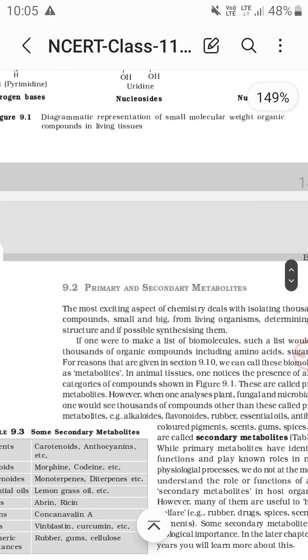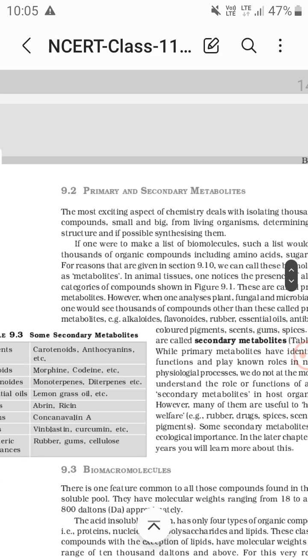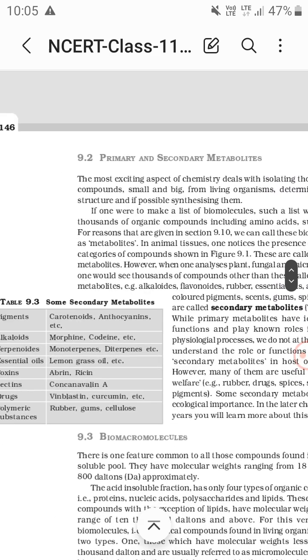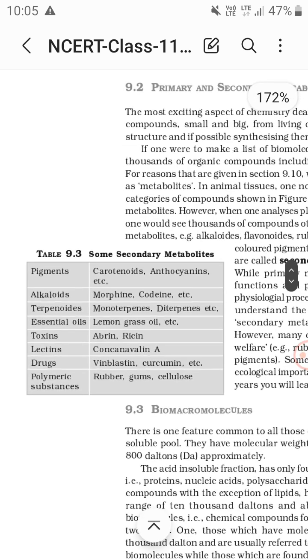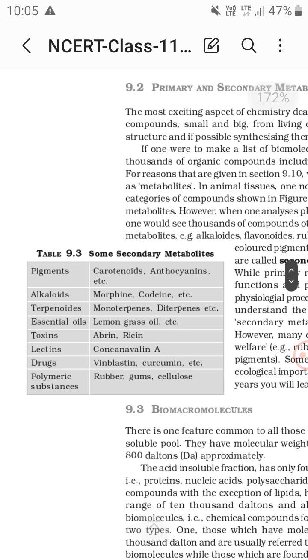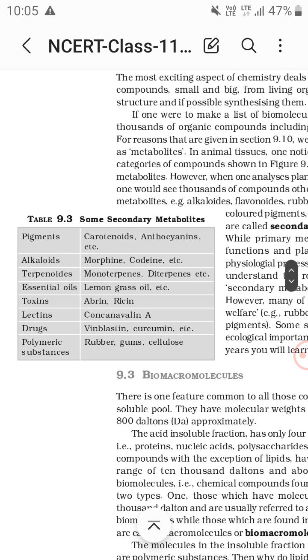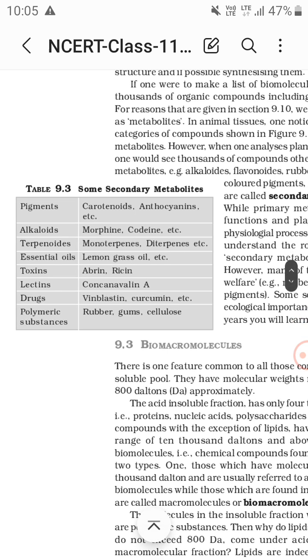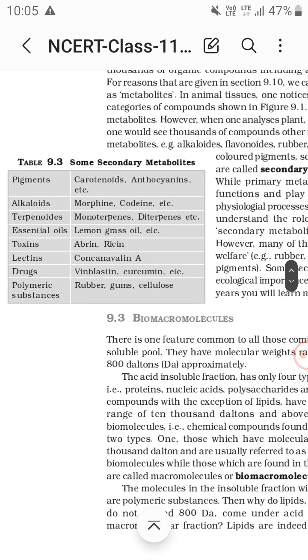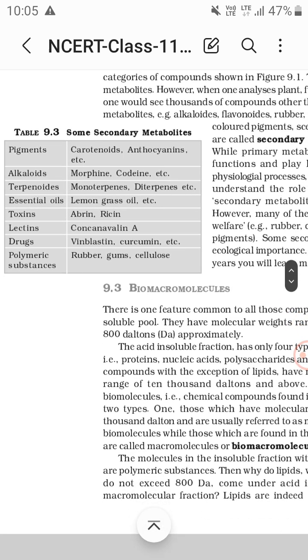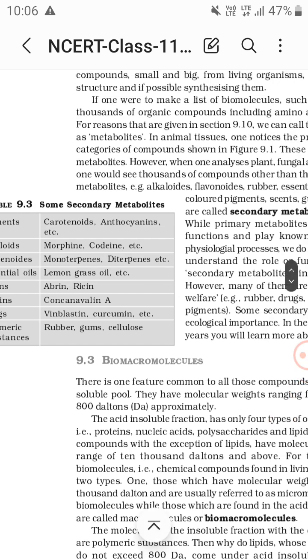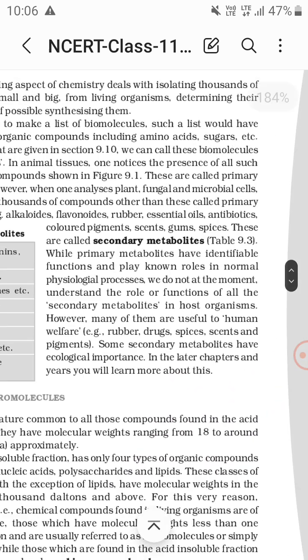Now another topic is primary and secondary metabolites. You see some secondary metabolites: pigments, carotenoids, anthocyanins, alkaloids such as morphine and codeine, terpenoids, monoterpene, diterpene, essential oils like lemongrass oil, toxins like abrin and ricin, lectins like concanavalin, drugs like vinblastine and curcumin, polymeric substances like rubber, gums and cellulose. So these are some secondary metabolites.